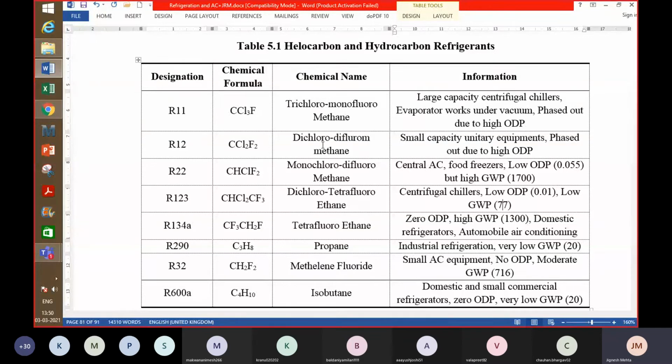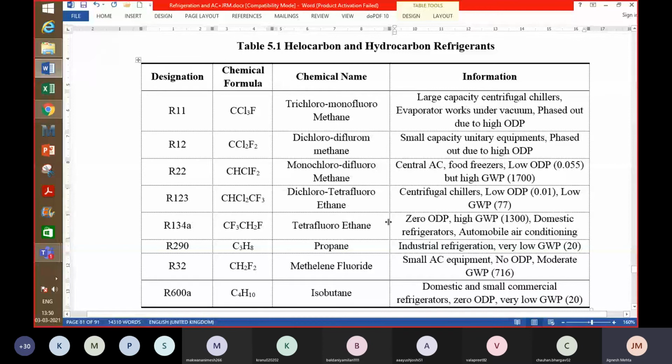R134A is tetrafluoroethane and it has 0 ODP but high GWP. Domestic refrigerator, automobile air conditioning. R290 is basically propane and used in industrial refrigeration, very low GWP. Because these hydrocarbons are flammable, they many times are not considered good for domestic or commercial applications. But in industries where extra precaution can be taken and they can be attended better, it may be used there.